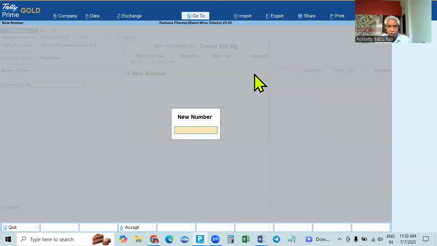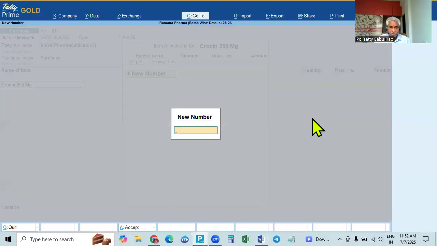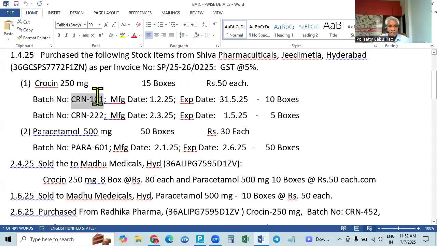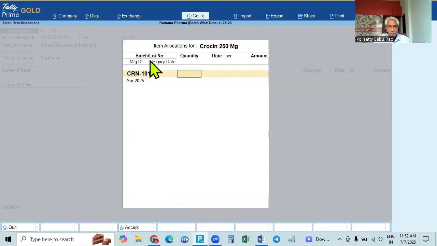So give the new number, that is the batch number. Here we are purchasing 15 boxes at 50 rupees each. But these 15 boxes are supplied to us in two different batches, not one batch. So 101 is one batch, 222 is another batch. So this is 10 boxes in one batch and the rest in another. So the manufacturing date and expiry date will also be different. That is why first of all you have to give the first one. So CRN 101 will be the batch number.